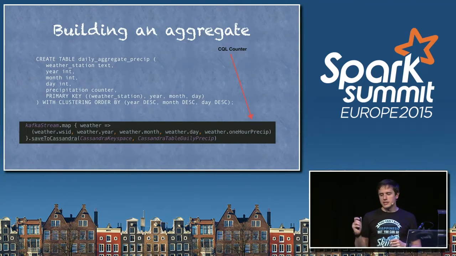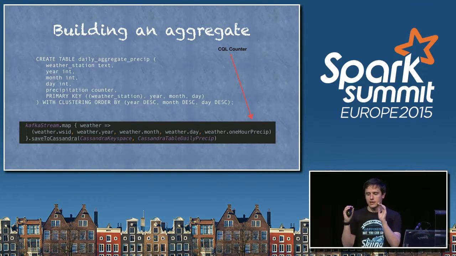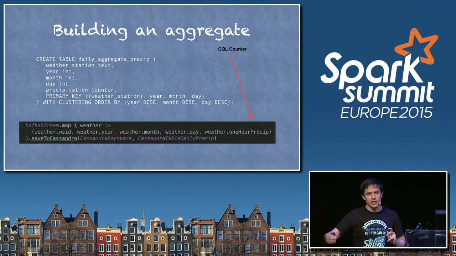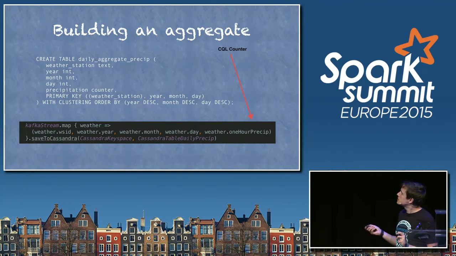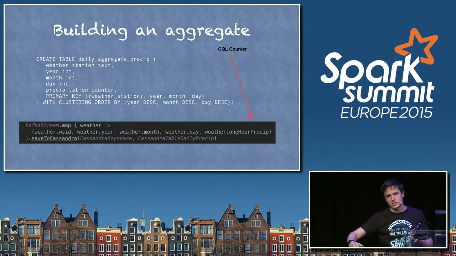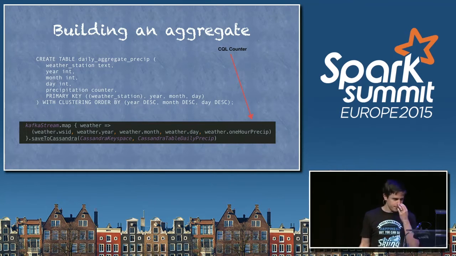If we remember our daily aggregate precipitation table, we can map that data into something which looks like the new table. And this is where the magic of the counter comes in, because all we're really doing is taking out the values we need and then calling save to Cassandra on that stream again. The actual addition is being done inside Cassandra, inside the counter. If we used, say, an integer field here rather than a counter, we'd need to be stateful. We'd need to have the current precipitation, add it on, and then replace it in Cassandra. The advantage of the counter is we're just updating a counter and keeping it up to date.